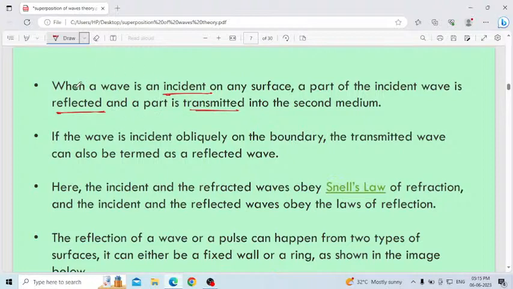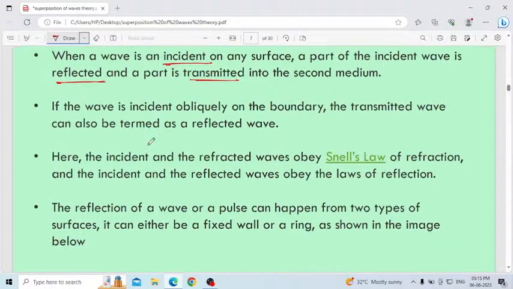Assume you are sending a wave: 100% of the wave will not get reflected. Only 90% of the wave will get reflected. The remaining 10% of the wave may get transmitted through the medium. If the wave is incident obliquely on the boundary, the transmitted wave can also be termed as a refracted wave.